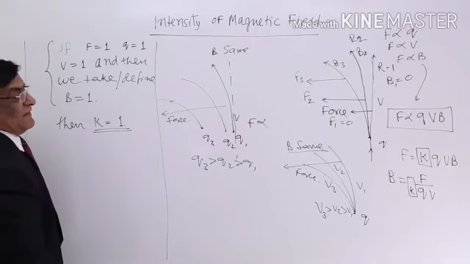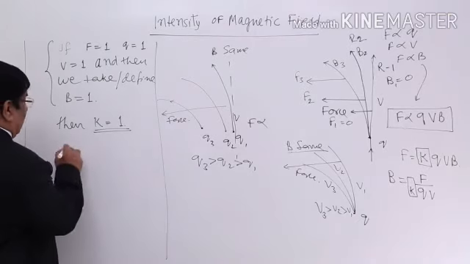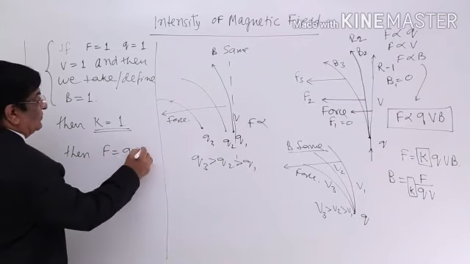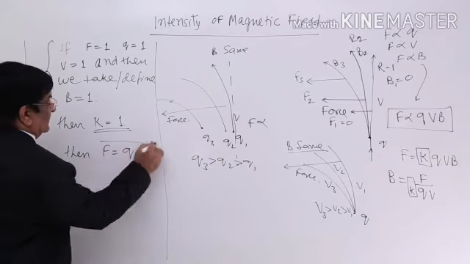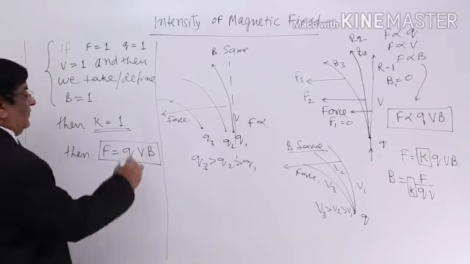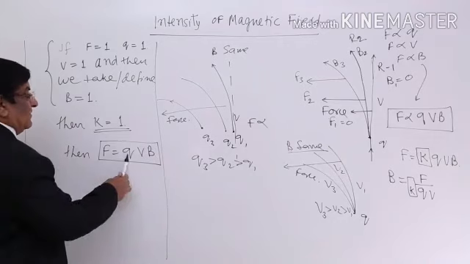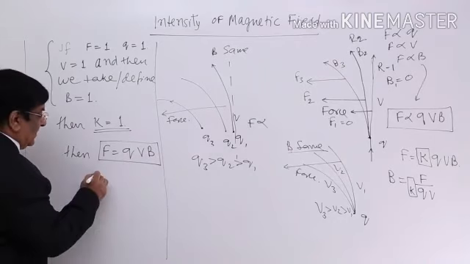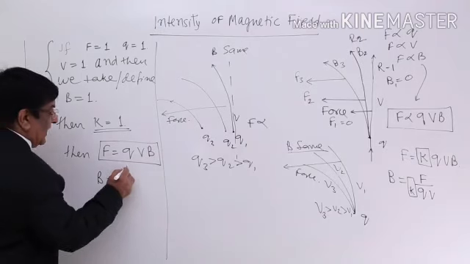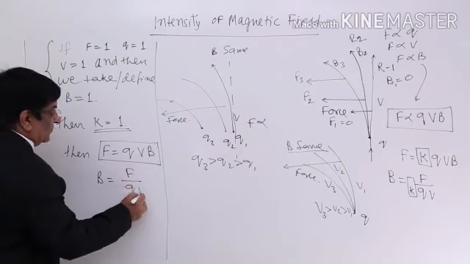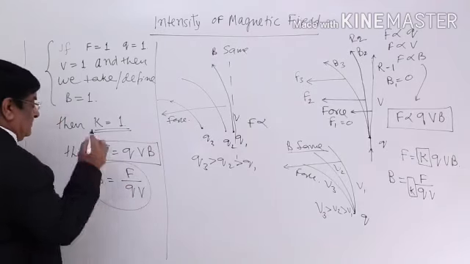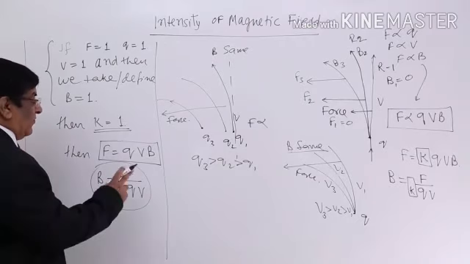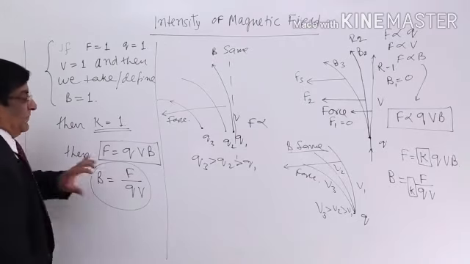Put everything 1 there, K will be 1, then F is equal to QVB. So we have a relation, force is equal to QVB. Okay. Now with this relation we make B is equal to F upon QV. B is equal to F upon QV. Now I want to define B with help of this.